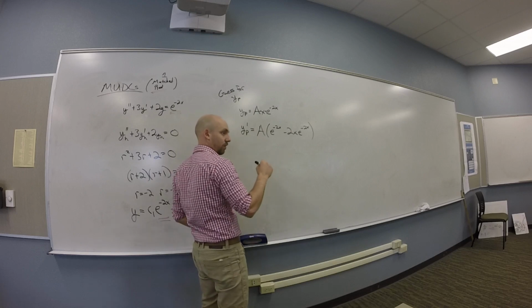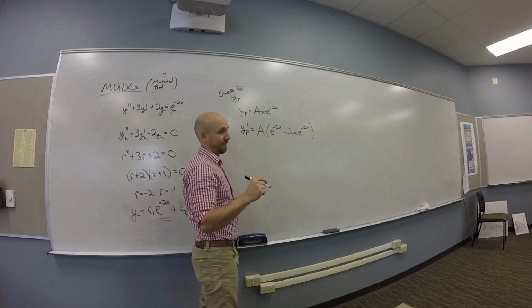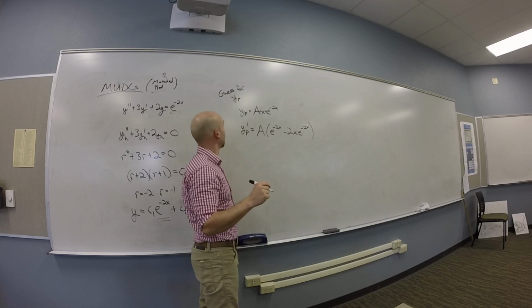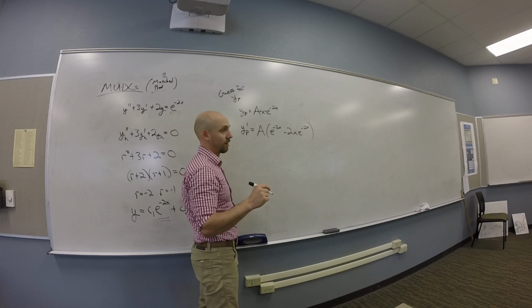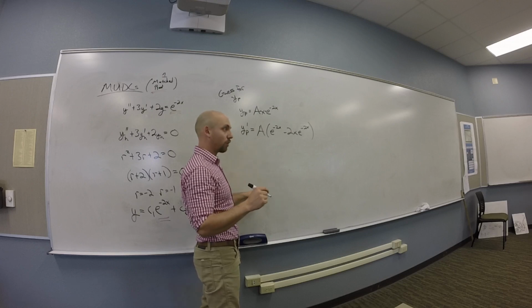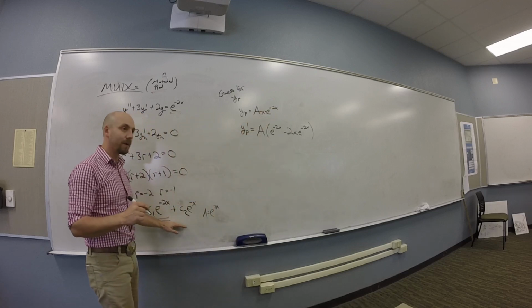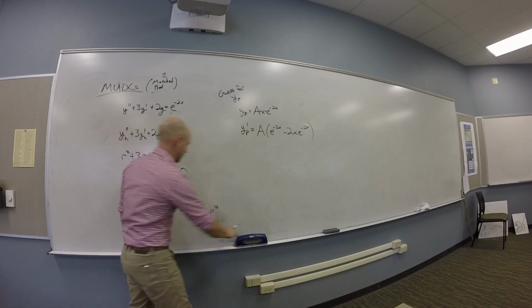Just before we got into this part, after we got our value for A, we plug it back into the YP, and then we add that to our Y homogeneous. And that gives us our Y equation. Once I get a particular solution, once I find out what A is, I'm going to take that information and stick it back onto this.